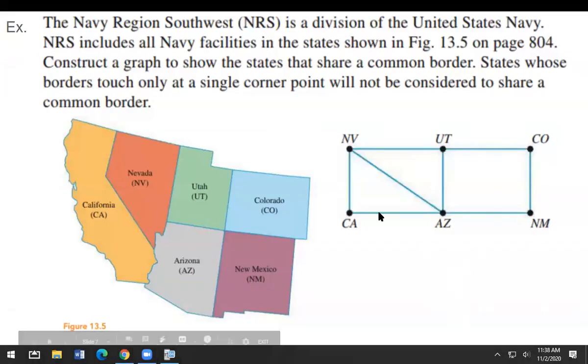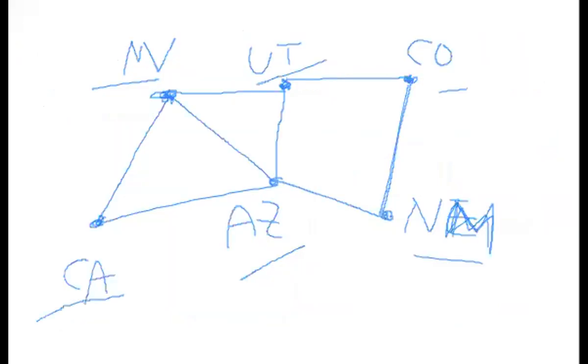Okay, this looks much neater than what I drew, but it's exactly the same thing. So let's compare those two. Take a look. What's the difference? This is just a little neater than mine, right? So exactly the same thing.